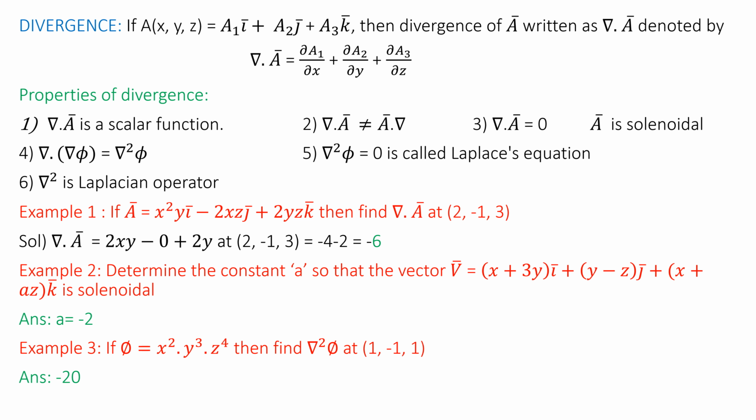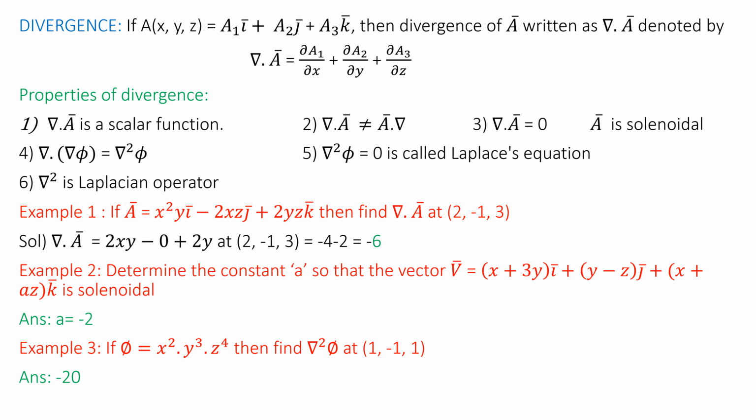Now look at point number 4: del dot del phi is equal to del square phi. Del square phi is called the Laplacian equation, and del square is the Laplacian operator. So remember these points in order to solve numericals on vector calculus. These are very important properties and definitions of divergence. Now look at how to solve vector calculus problems using divergence.